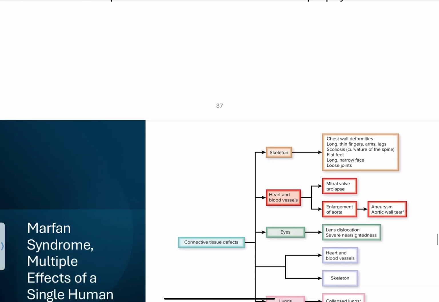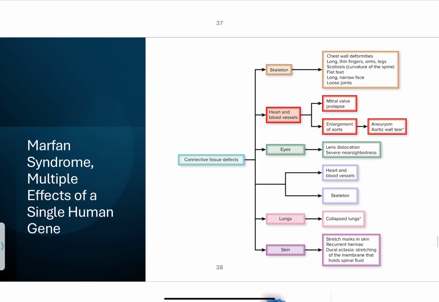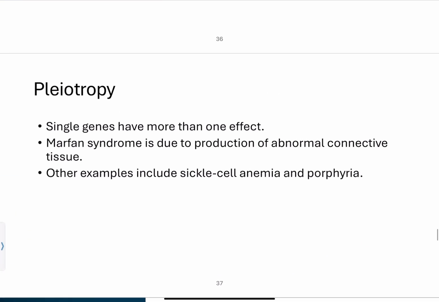One is Marfan syndrome. It's caused by a mutation in the FBN1 gene, which codes for a critical protein needed for elastic fibers and connective tissue. So we see all the effects of this from having a tall stature, disproportionately long arms, legs, and fingers. You can have weakening of the aorta. You can have dislocation of your ocular lens and even show some abnormalities in your skin and lungs. Again, seemingly unrelated.